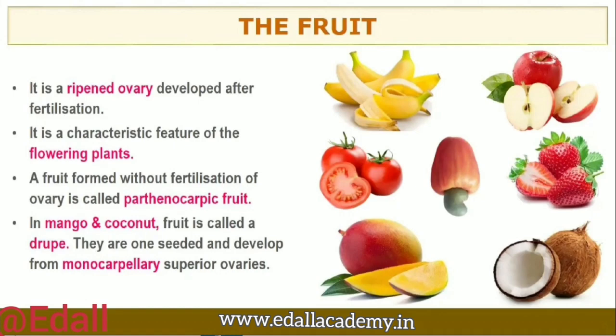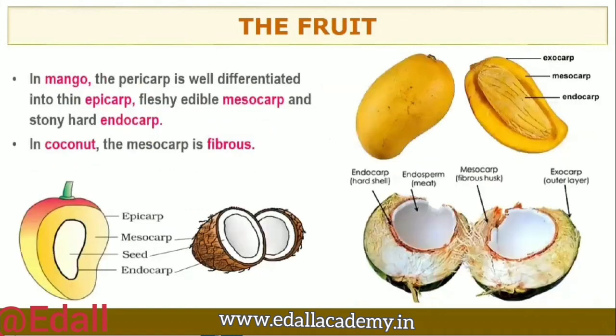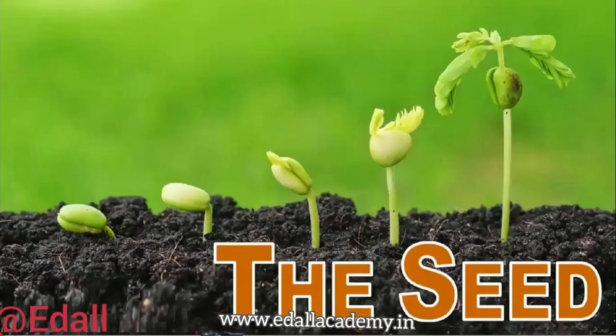In mango the pericarp is well differentiated into an outer thin epicarp, a middle fleshy edible mesocarp and an inner stony hard endocarp. In coconut, which is also a drupe, the mesocarp is fibrous.